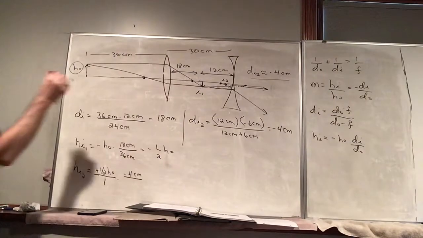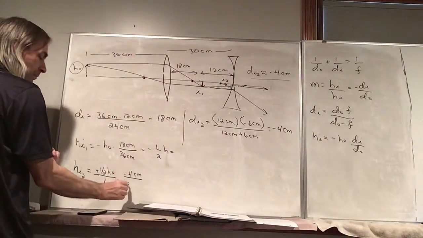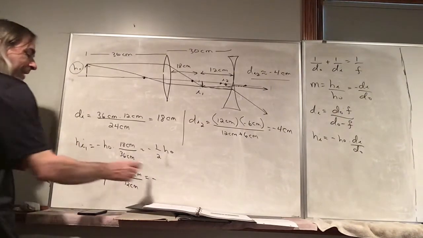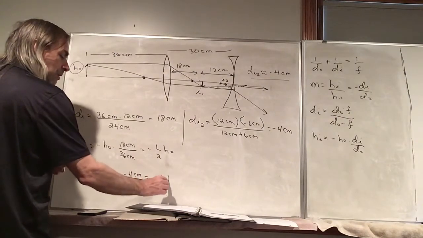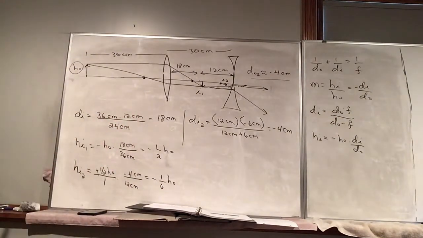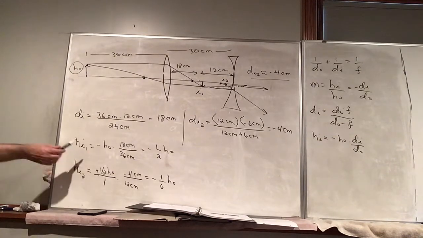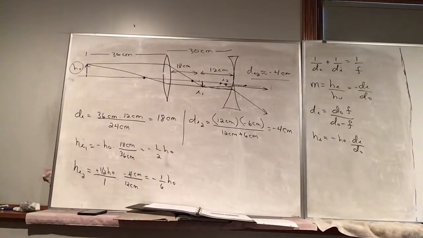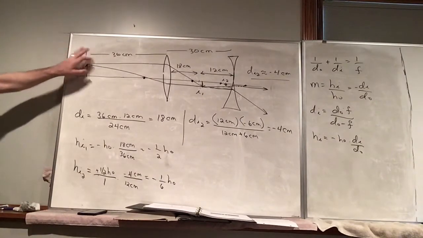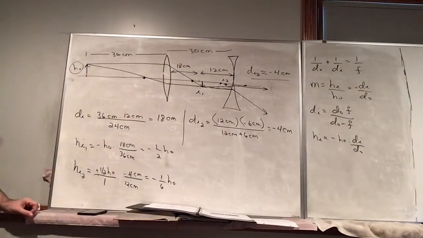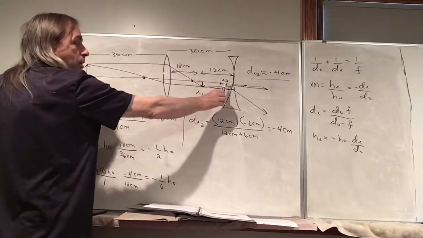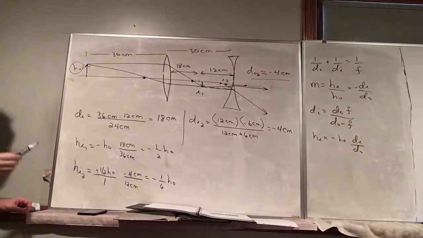Times dO, which is 12 centimeters. So 4 over 12 is 1/3. So we have minus 1/6. So the height of the final image is minus 1/6 the height of the original image. So if this was like 1 inch, minus means it's inverted, which it should be. And 1/6 the size. I said either a half or a third of this. So it's a third, 1/3 of 1/2 of the original hO.